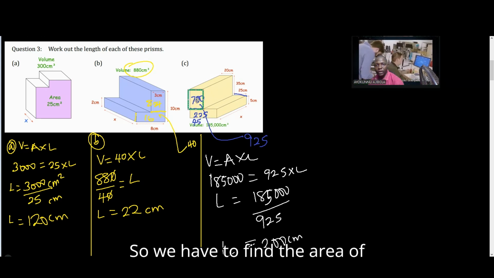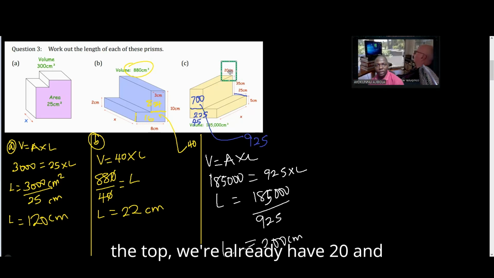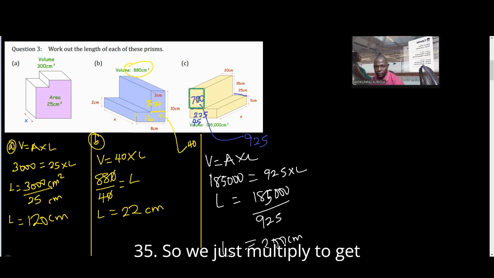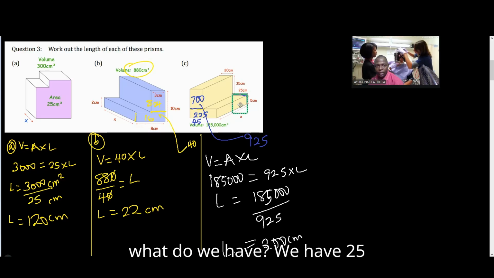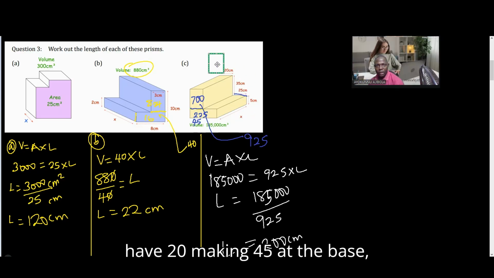So we have to find the area of the top and the area of the bottom. For the top, we already have 20 and 35, so we just multiply to get 700. Then for the bottom, what do we have? We have 25 as the sum of this dimension, then 20, making 45 at the base.